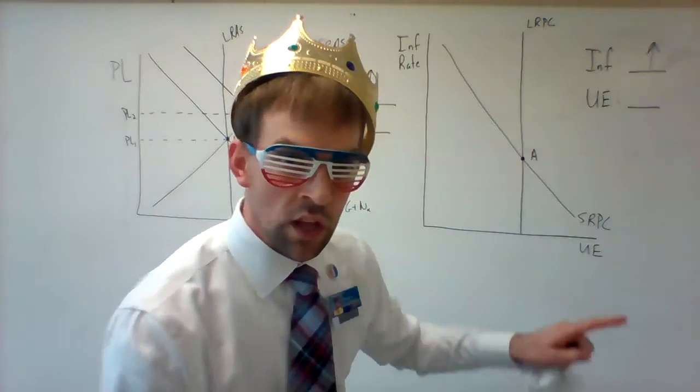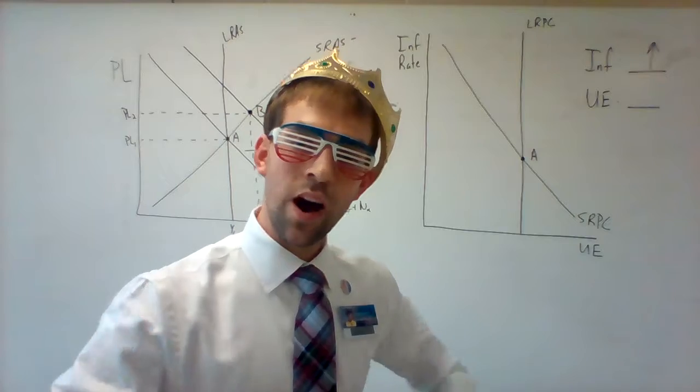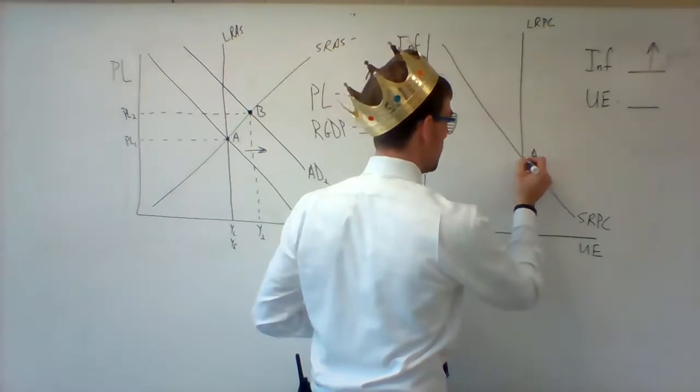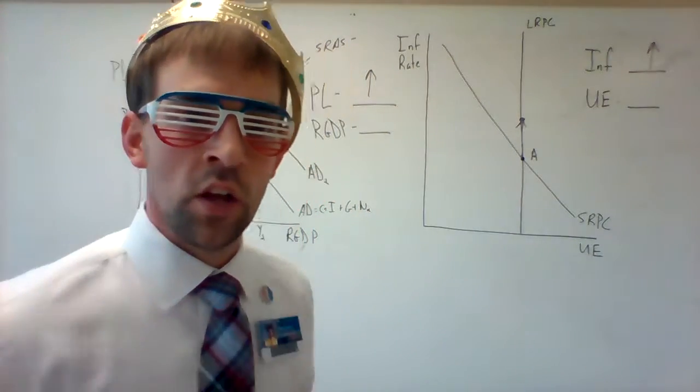So watch, here's what you do. You've got your A, where the long run Phillips curve and short run Phillips curve intersect with each other. You're going to go up from that A. I'm going to put an intermediate dot there. Now we still have to find B.